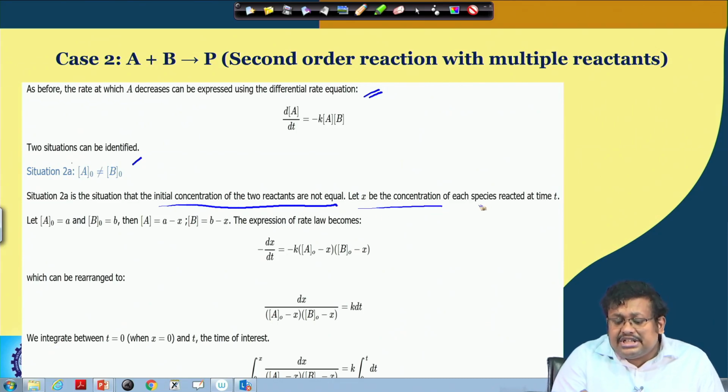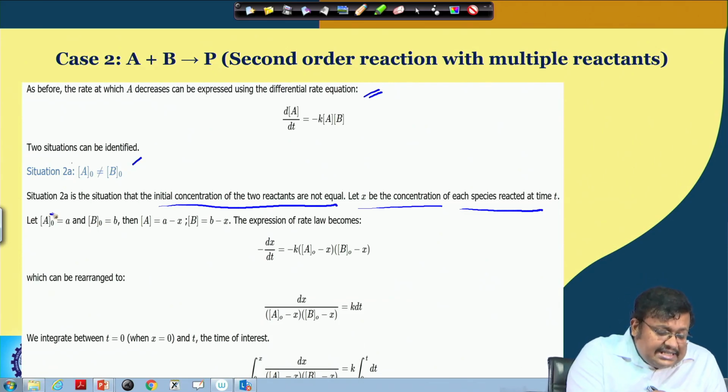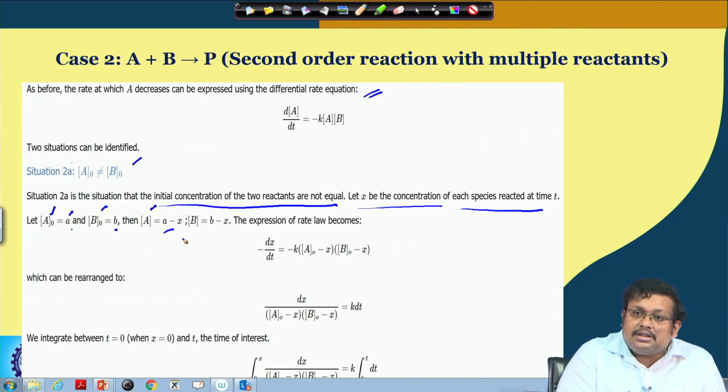Let x be the concentration of each species reacted at time t. So, let A0 be A and B0 be B, then A at a particular time will be A minus x, the initial concentration minus x which has already reacted, and the concentration of B at a particular time will be B minus x, where B is the initial concentration and x is the amount reacted. So, this expression of the rate law is simplified to this.